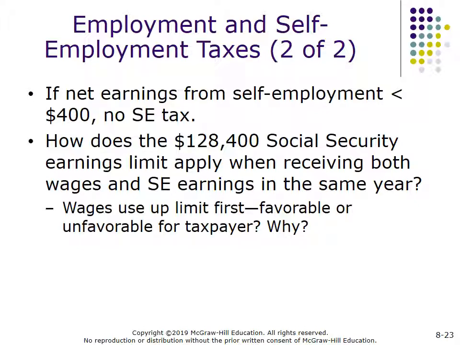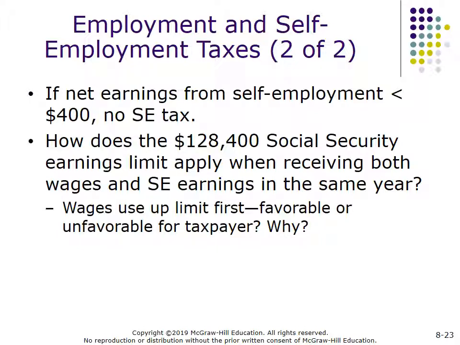Okay. What if it's above $128,400? Well, then you only have to compute the 12.4%, 6.2% twice, 12.4% for the Social Security on $128,400. You would compute the Medicare portion, or 2.9%, on all of those earnings. Add those two together. How does the $128,400 limit apply when you receive both wages and self-employment earnings?